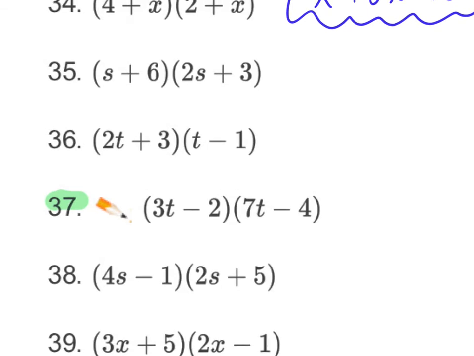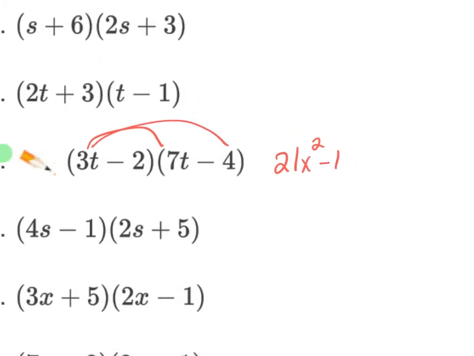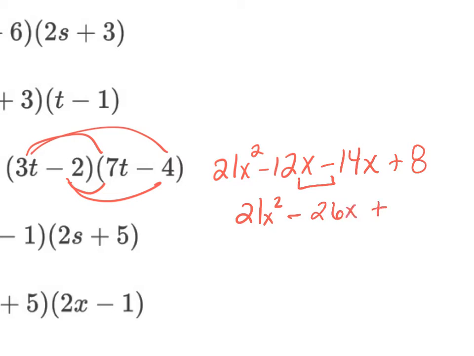Same thing for 37. Guys, I'm going to rewrite mine with x's just because my t's look like plus signs. So 3 times 7 is going to give me 21x squared. 3 and negative 4 gives me negative 12x. Negative 2 and 7 gives me negative 14x. And negative 2 and negative 4 gives me positive 8. I can combine these in the middle. Negative 12 and negative 14 gives me negative 26x plus 8.